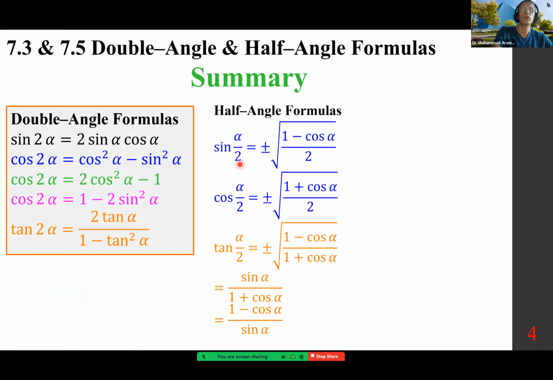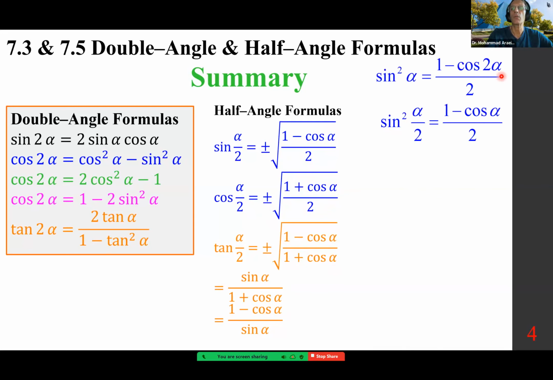The half angle formula, sine of alpha over 2 is plus or minus the square root of 1 minus cosine alpha over 2. Cosine of alpha over 2 is plus or minus the square root of 1 plus cosine alpha over 2. It's the same thing with the negative changed to positive, and tangent is the ratio of sine to cosine. This is what we get. It also becomes sine alpha over 1 plus cosine alpha, or 1 minus cosine alpha over sine alpha.